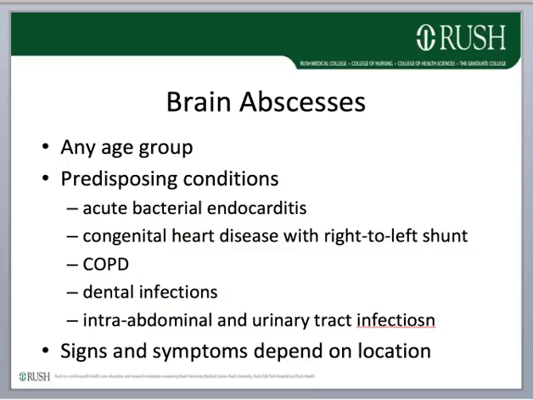The other topic in this presentation is brain abscesses. Brain abscesses may occur in any age group. Predisposing conditions include acute bacterial endocarditis, congenital heart disease with a right to left shunt, chronic pulmonary disease, dental infections, intra-abdominal abscess, and urinary tract infections. Signs and symptoms in an individual patient depend on the location of the lesion, but most often include headache, nausea, emesis, alterations in consciousness, seizures, and motor weakness. Fever and evidence of a systemic or local source of infection may or may not be apparent.